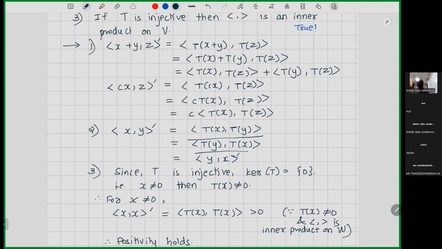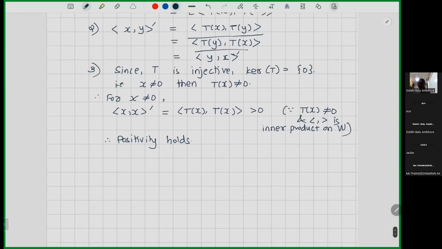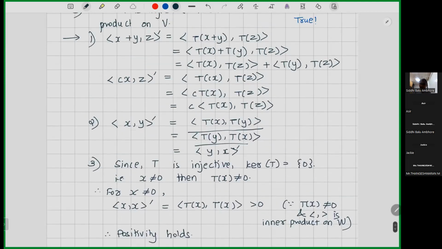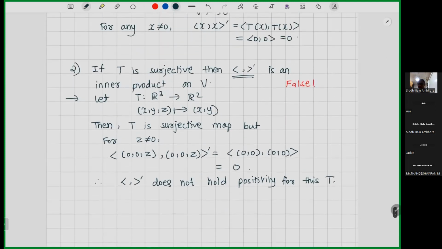Ma'am, can you go to the first condition? Yes. So T is injective. Injectivity means kernel is zero, only the zero element is going to zero. This I understand, ma'am. Go to the first condition, the previous slide. Okay, this one. The very first one.